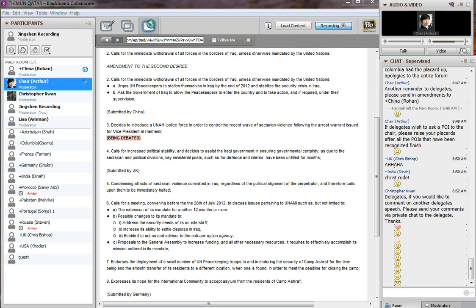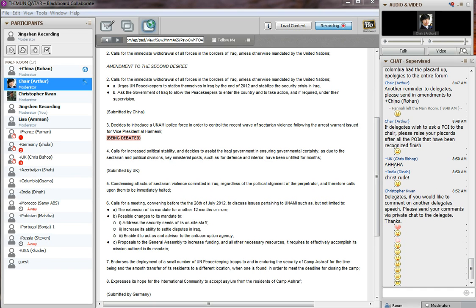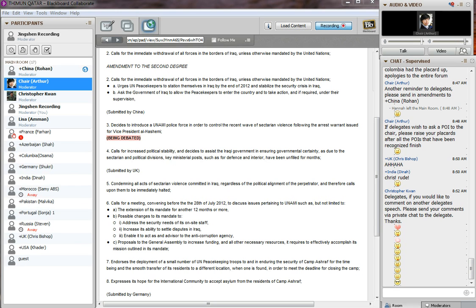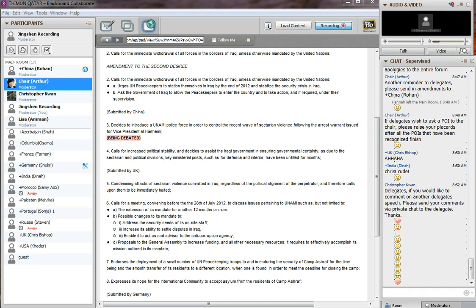We'll now move to open debate on the resolution as a whole. Are there any delegates that wish to speak on the resolution as a whole? Delegate of Germany, you've been recognized. This delegate has submitted an amendment to the resolution. That is in order. Which amendment does the delegate of Germany wish to entertain? It is the one numbered 6 on the pad.